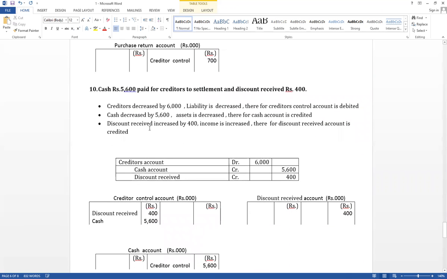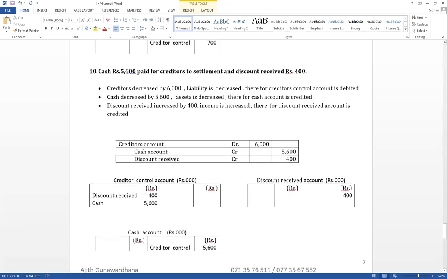The next one: cash rupees 5,600 paid to creditors for settlement and discount received 400. Think about cash paid, cash decrease, asset decrease, think about the cash account. And discount received is an income increase. Both affect creditors decrease. One affects cash decrease, one affects discount received increase, and both values affect trade payable, creditors decrease. Therefore, creditors decrease by both values, 6,000, liability decrease. Therefore, the creditors account should be debit 6,000.